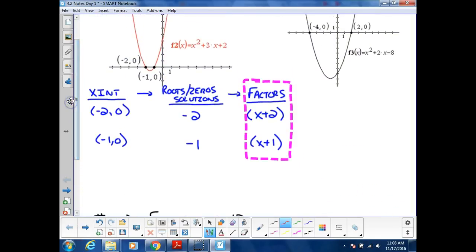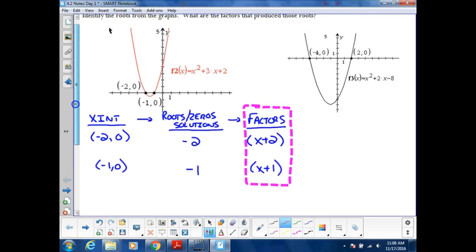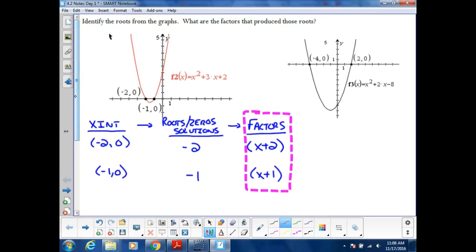Okay? So, if I had this function back here in number 1, right? I could divide x+2 into that function and not have a remainder. I could divide x+1 into that function and not have a remainder. Okay? What are the factors then over here that are produced on the second one? x+4 and x-2. Okay? Somebody had said 2, Max, I think you said 2, maybe? Yeah, I just said x minus 2.